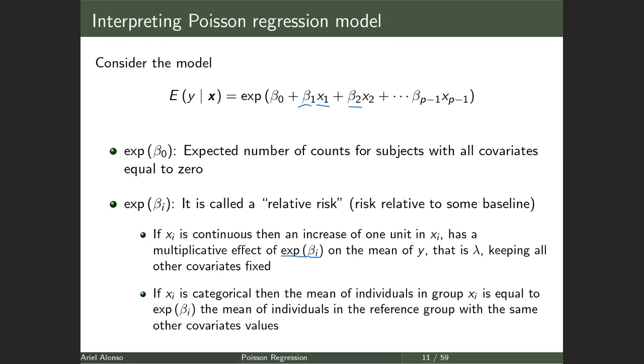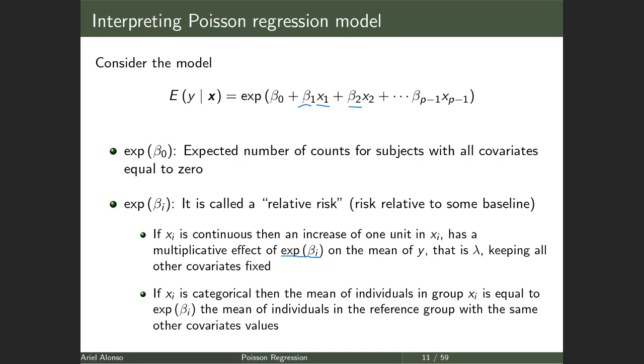If xi is not continuous but categorical, then the interpretation is as follows. The mean of individuals in group xi is equal to the exponent of beta i times the mean of individuals in the reference group, keeping all the other covariates the same.